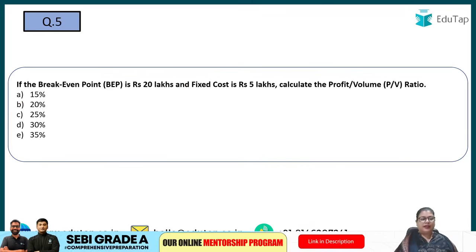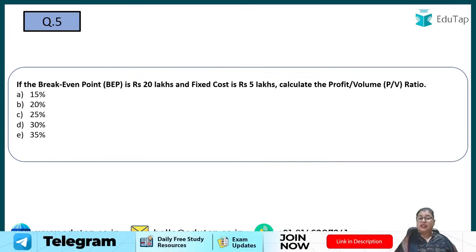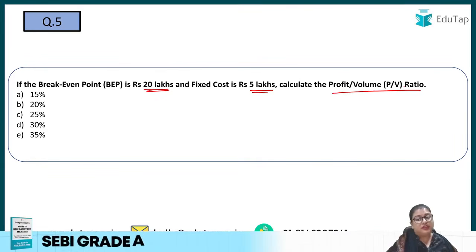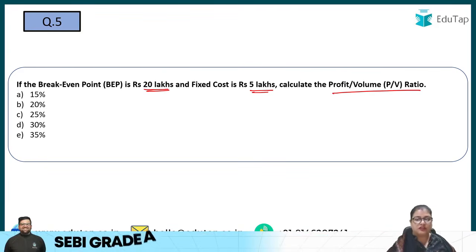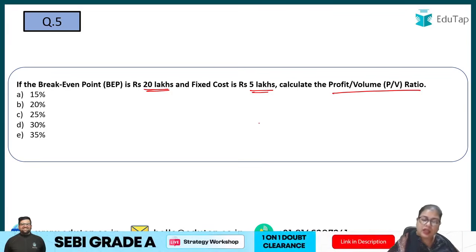Okay, moving ahead, question number 5. This is again a numerical based question. If the break-even point is 20 lakhs and the fixed cost is 5 lakhs, you have to calculate the profit volume ratio. Now, this is a formula based question. You need to remember the formula if you want to answer such questions. So the break-even point is given to you, fixed cost is given to you. You have to calculate the PV ratio. Again, pause this video, try to calculate on your own.